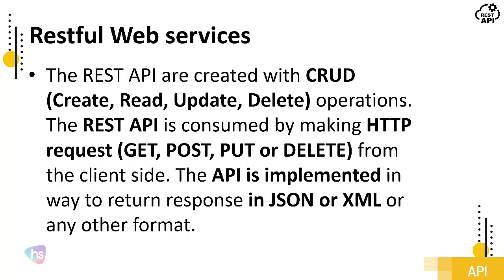In API services, these requests can be called methods. Those are the GET, POST, PUT, or DELETE methods. From the client side, these methods interact with the server. The API is implemented in a way to return responses in either JSON or XML.